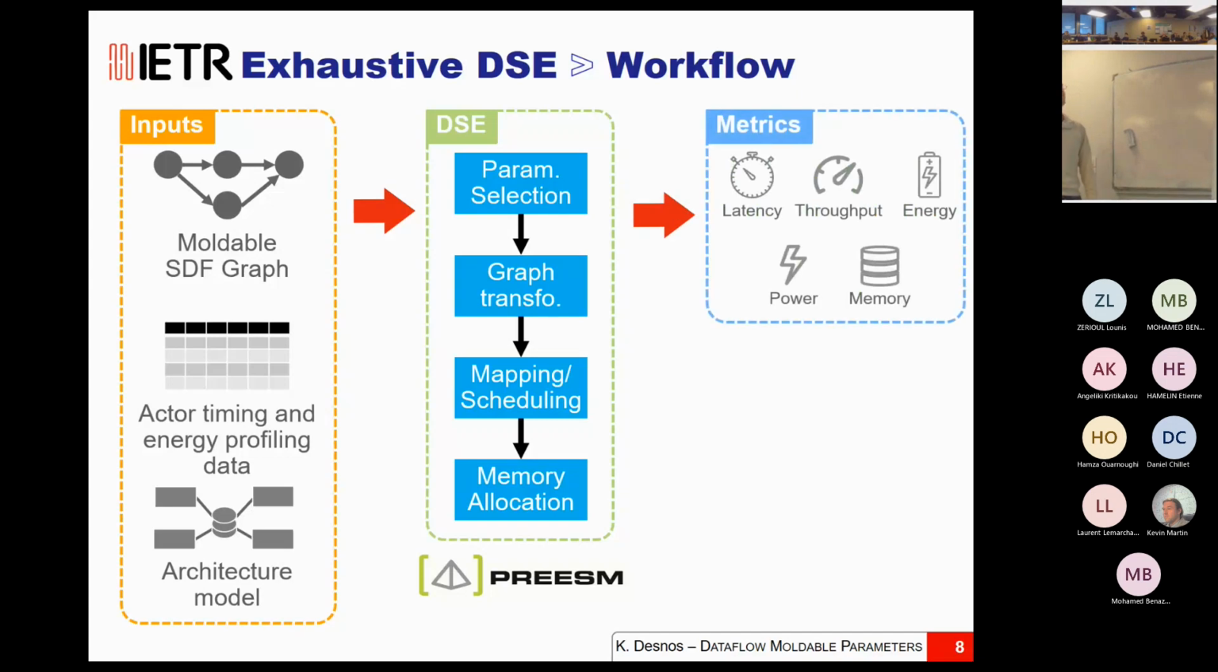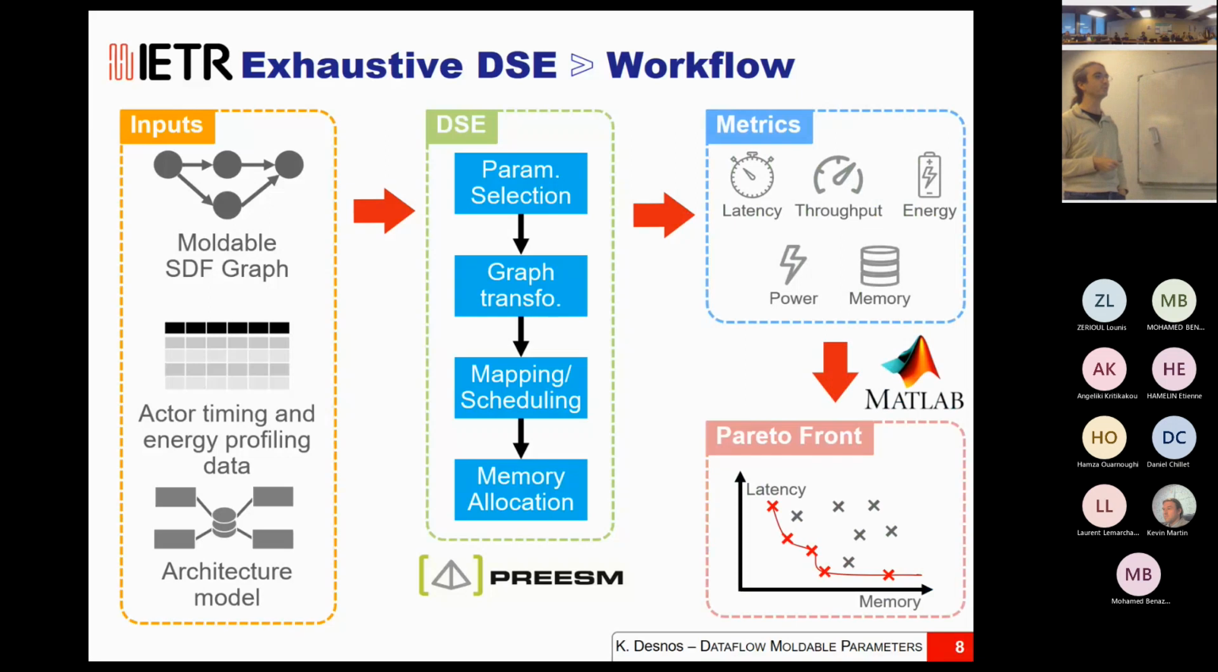The output of this design space exploration is a set of metrics for the different solutions that we can explore, for the different values that we can explore for the moldable parameters of my application. And from these values, no surprise, I have a multi-objective optimization problem. I will end up with a beautiful Pareto front of solutions with many dimensions. And since the Pareto front has already been explained, I don't have to explain it again.